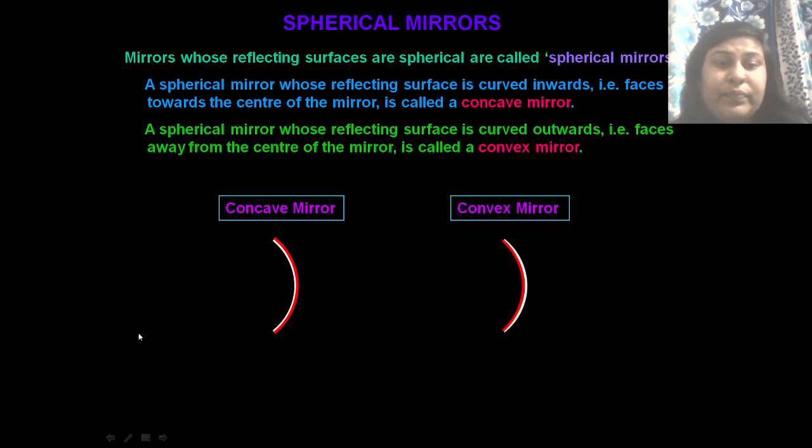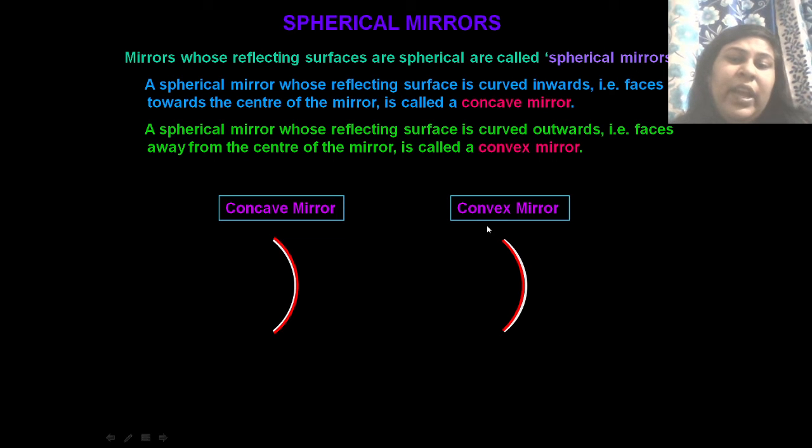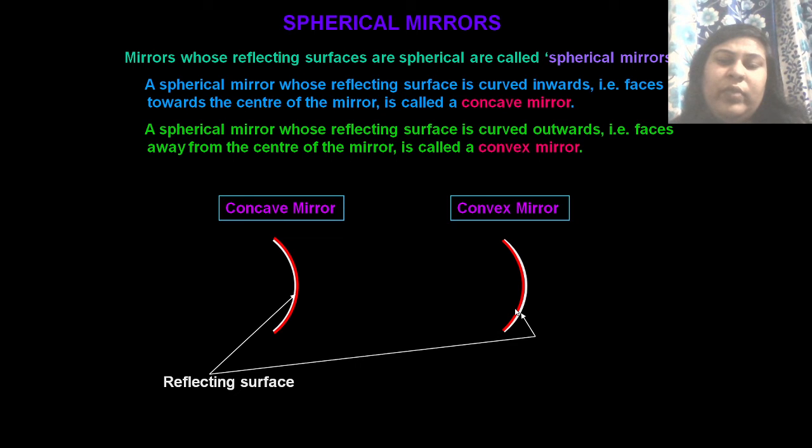You can see here, in both pictures the white surface is the reflecting surface, and the red surface is the painted surface. When we take the inward curved face as the reflecting surface, that is known as a concave mirror. And when we take the outward curved, or bulging, surface as the reflecting surface, that is known as a convex mirror. Both white surfaces are reflecting surfaces, and both red surfaces are painted surfaces.